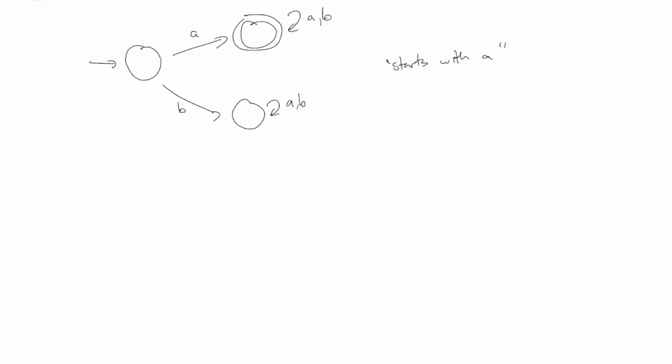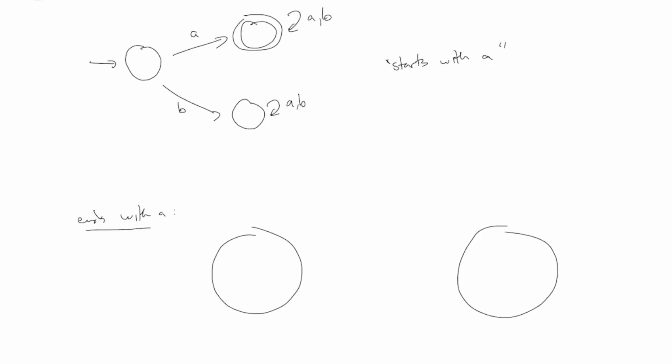Sorry, I've lost my assignment. Ending with A, all right. This one, unfortunately, looks completely different. The way that I think of this is two states where the first state represents a string which doesn't end with A. And the other state is it does end with A, right? And I start over here because the empty string doesn't end with A.